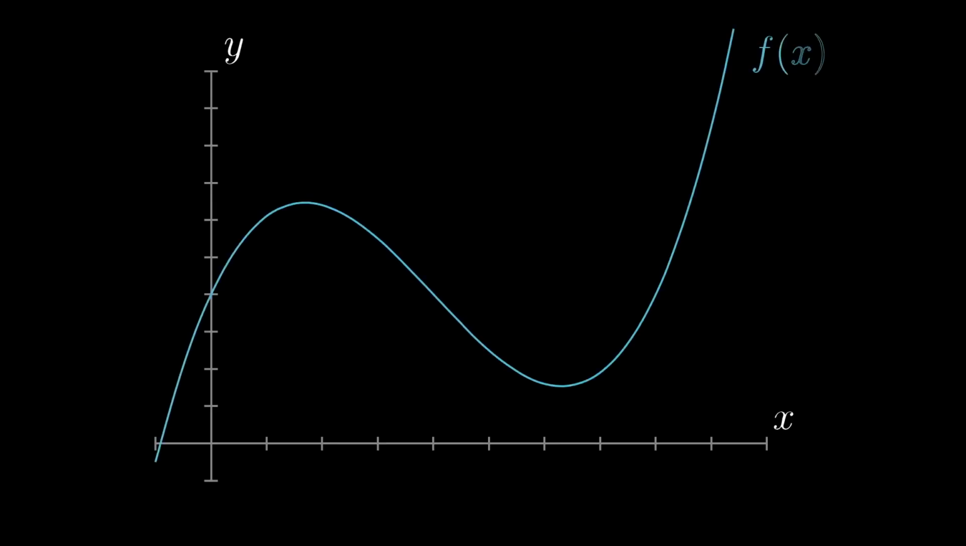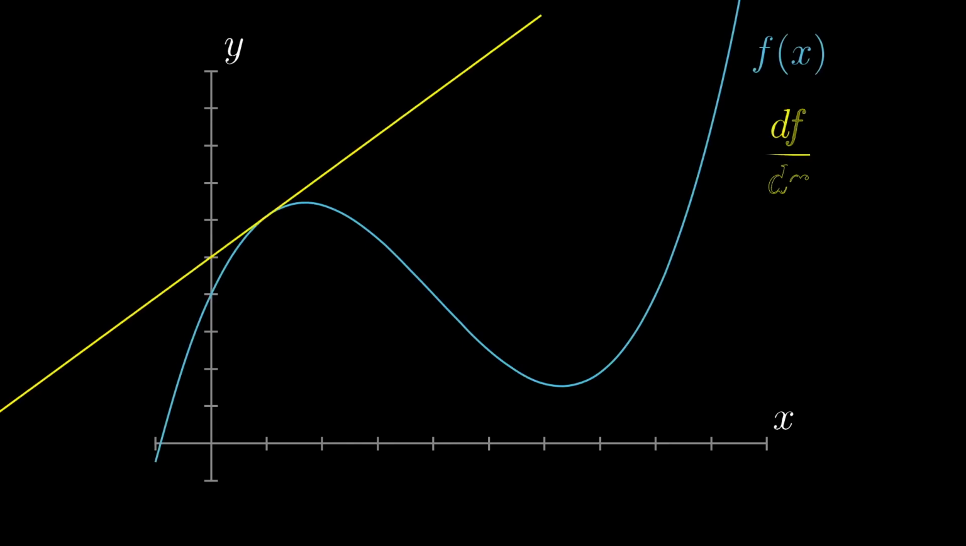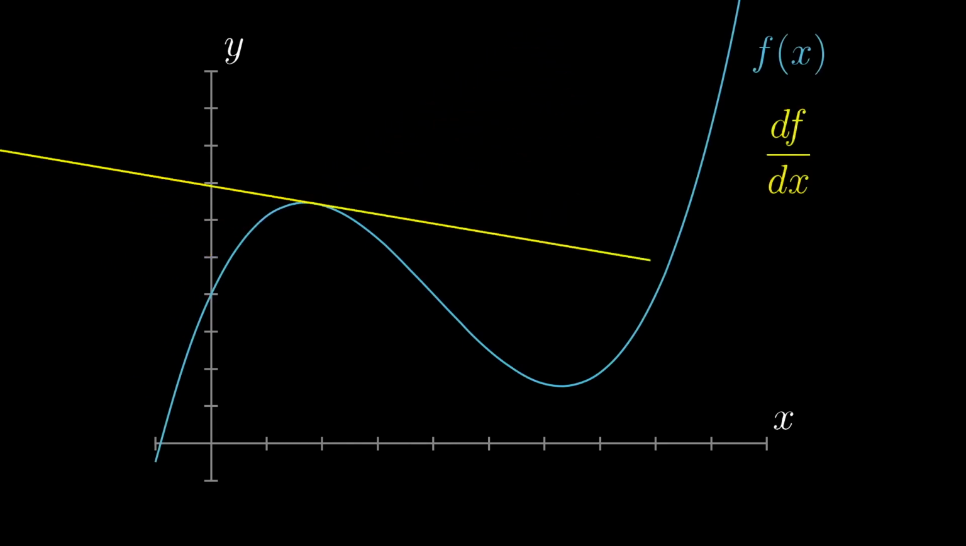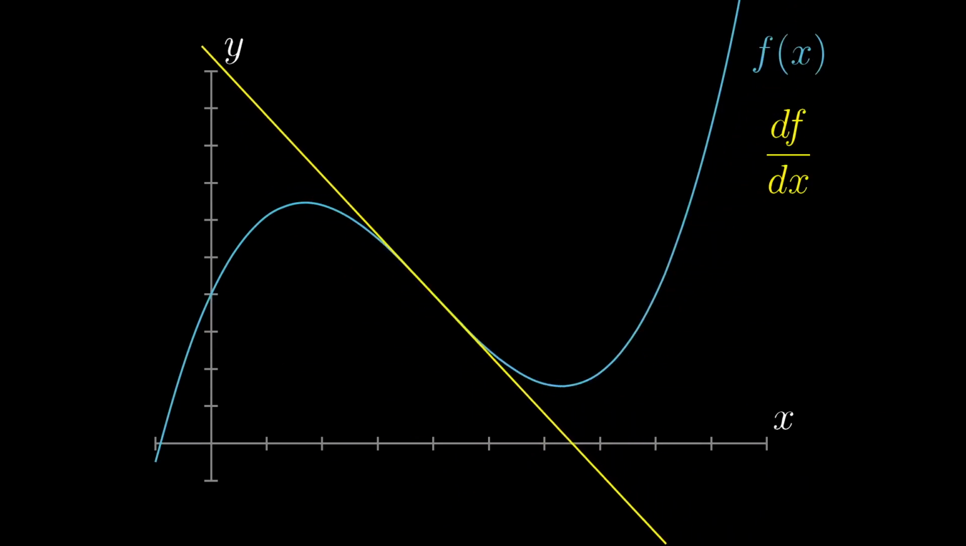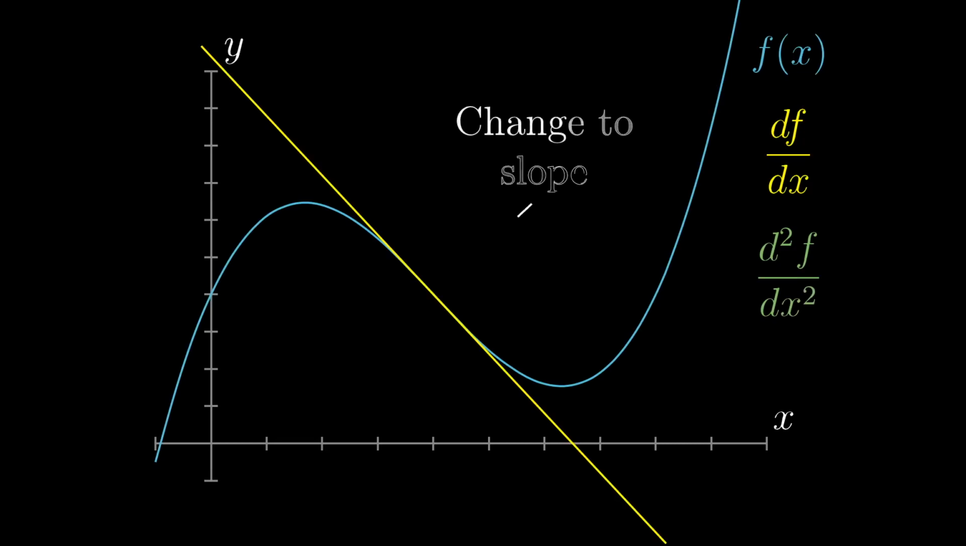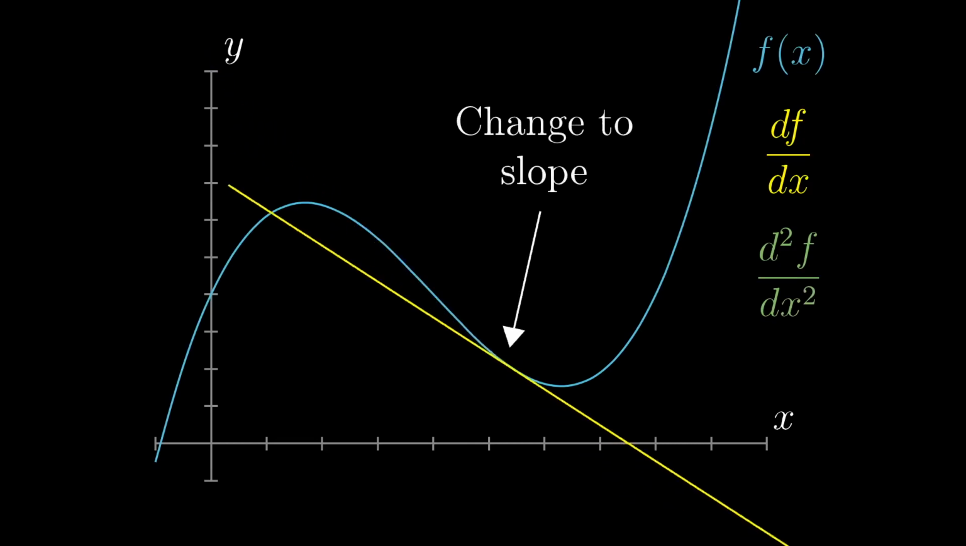Given some function, f of x, the derivative can be interpreted as the slope of this graph above some point, right? A steep slope means a high value for the derivative, a downward slope means a negative derivative. So the second derivative, whose notation I'll explain in just a moment, is the derivative of the derivative, meaning it tells you how that slope is changing.